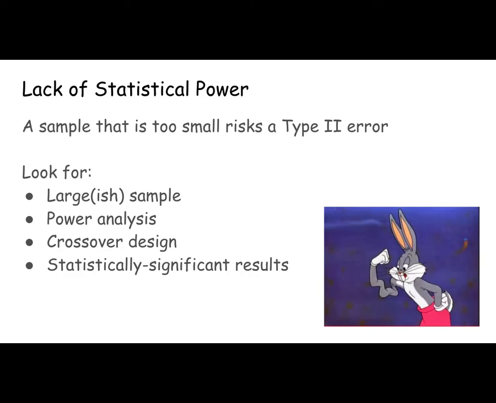A crossover design is another way of increasing statistical power. What you want to see in the paper is a description of the power analysis, which shows the researchers knew how many subjects they needed. Recall that a type 2 error occurs when researchers fail to find a statistically significant difference that really exists. So a study that finds statistically significant results doesn't have a concern with a lack of statistical power.